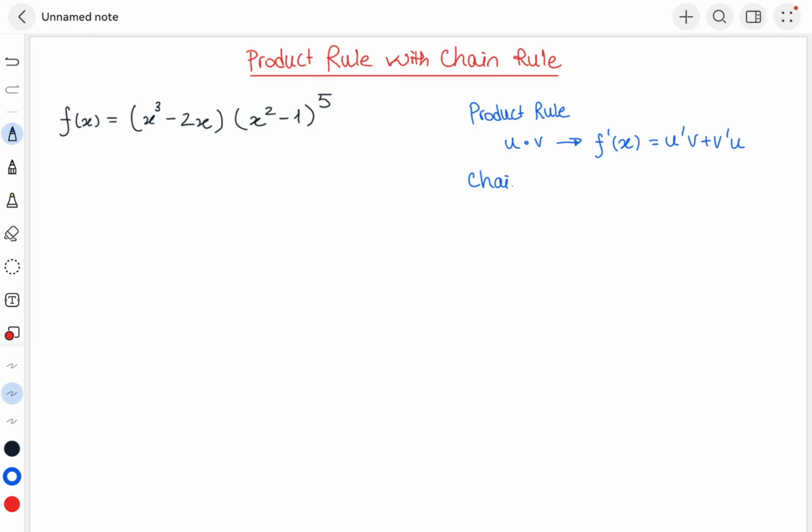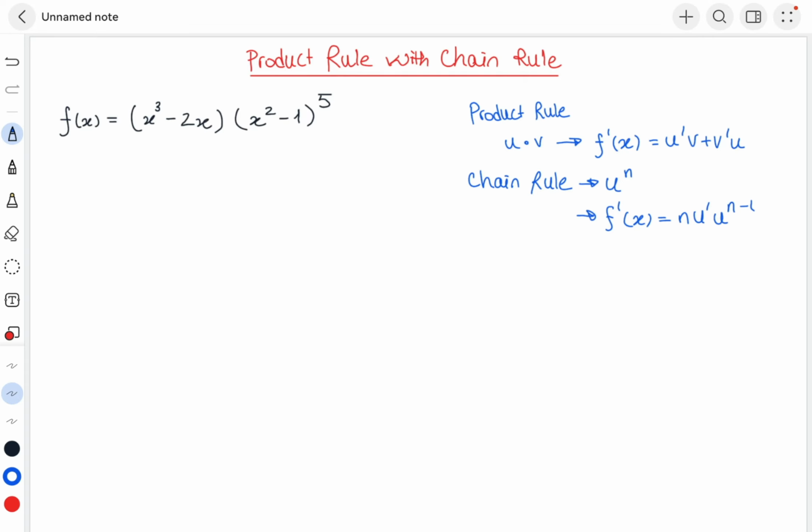The chain rule is whenever we have a function to the power of a number. Its derivative would be n u prime u^(n-1), where n is the number, u prime is the derivative of the function, and u is the function to the power of n minus 1.